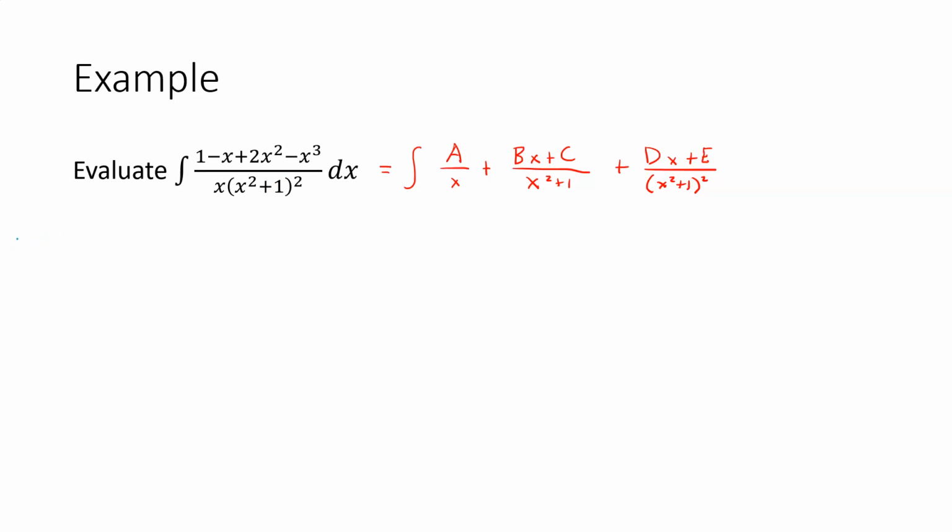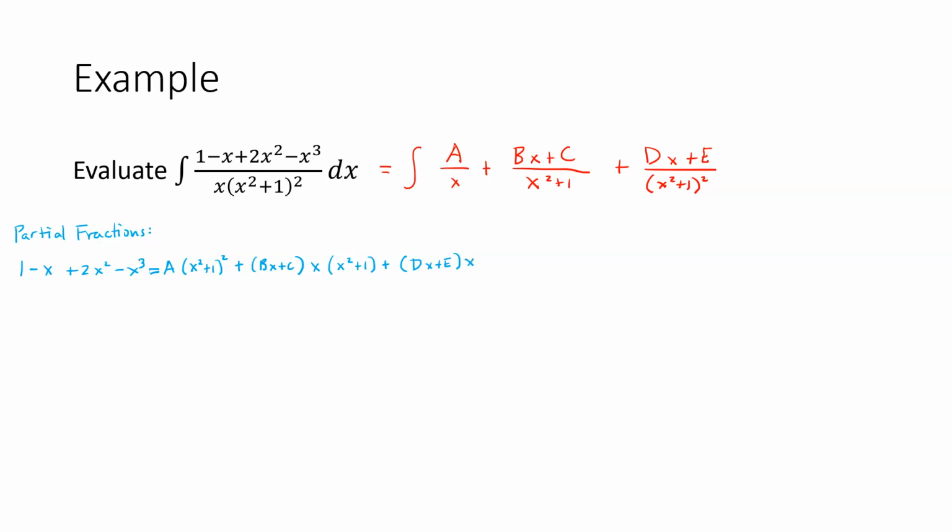So let's try and work that out over here. Notice that in this case, when we clear out the denominators, we'll have on the left-hand side 1 minus x squared plus 1 minus x plus 2x squared minus x cubed equals, and then here on the right side when we clear it out, we'll have the first one is A times x squared plus 1 squared, because the x divides, and then we'll have Bx plus C times x times x squared plus 1 plus Dx plus E times x.